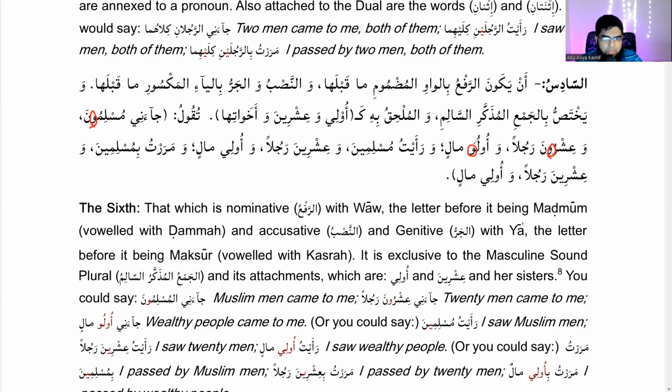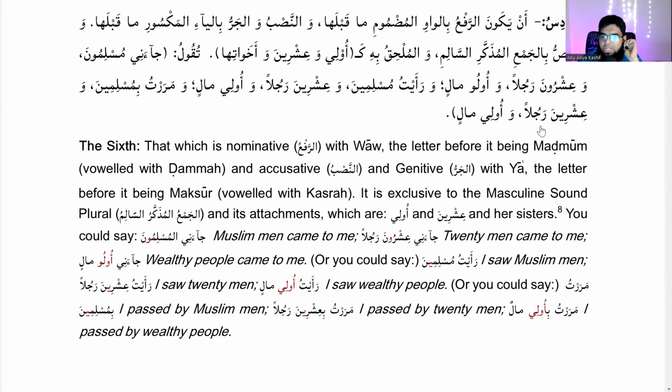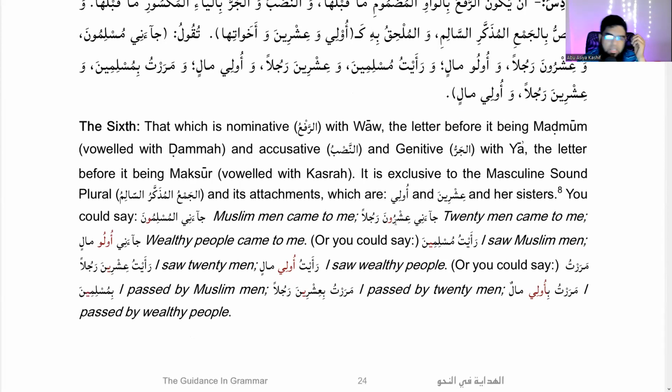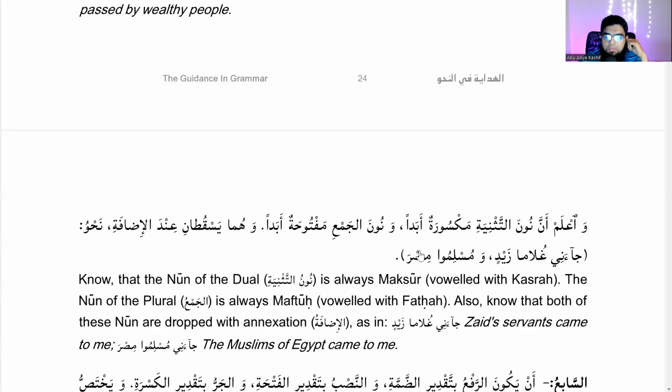Wa ra'aytu muslimina. So this wow will now change to ya, because this is mansub, nasb. I saw Muslims and 20 men and wealthy people. And marartu bi muslimina, there also it becomes ya: I passed by Muslims and ishrina rajulan, 20 men, and wa uli malin, and passed by wealthy people. Wa uli malin. Correct?